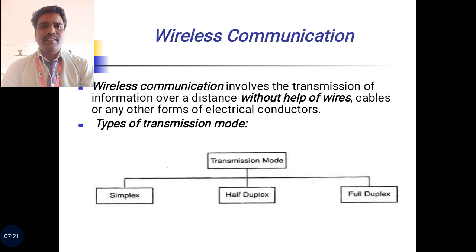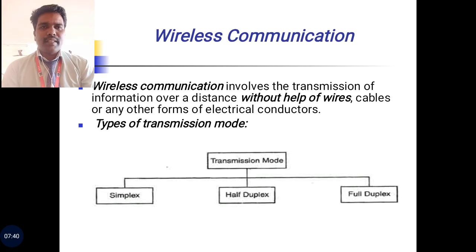And next, wireless communication. Wireless communication involves the transmission of information over a distance without the help of wires, cable, or any other form of electrical conductors. So wireless communication means mainly focusing on without the help of wires. That is the concept.